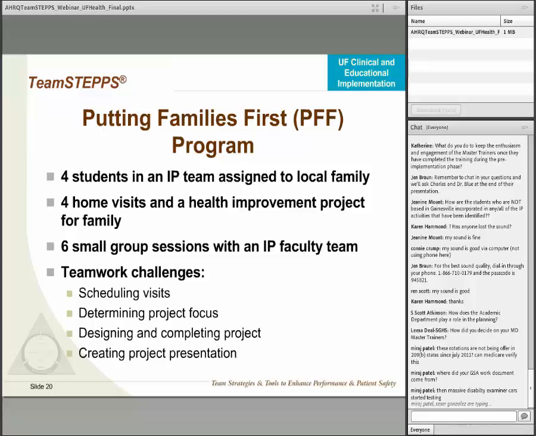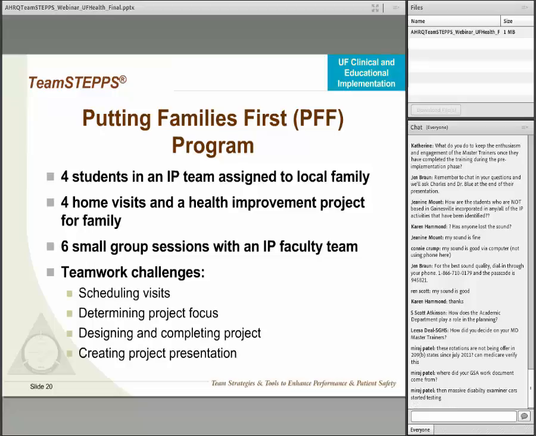And just very briefly here, a few more details. We have four students in an interprofessional team. They are assigned to a local family. They need to do 4 home visits with that family and work on a health improvement project for the family that could be related directly to health, such as improving exercise or diet, or projects on a broader scale, such as completing financial aid application forms for a child going off to college.